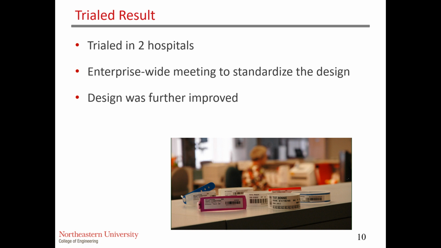The approved prototype was trialed at two hospitals within the Site 2 system for 3 months. Following the trial period, an enterprise-wide meeting was held in an attempt to standardize the armband design throughout all 12 facilities. During the meeting, the armband design was further improved to reflect the needs of end users.